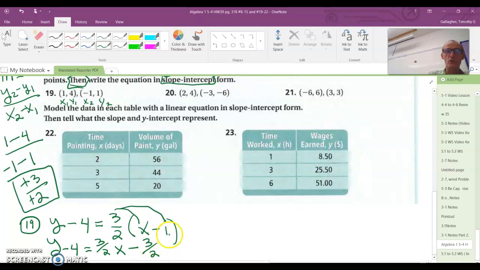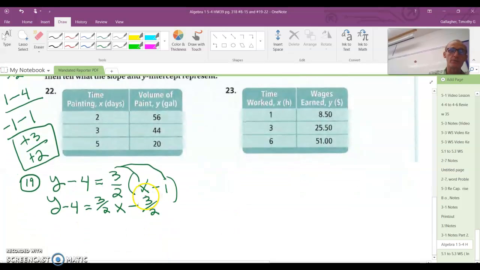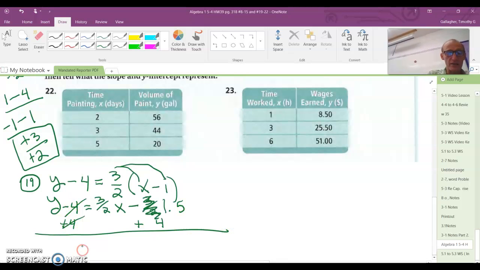Now, we're going to call 3 over 2 1.5, okay? Now, you've got to add the 4 to the 1.5 to solve for y. So y equals 3 over 2 times x plus 2.5 is the answer for slope-intercept.